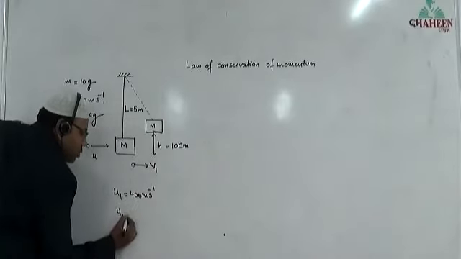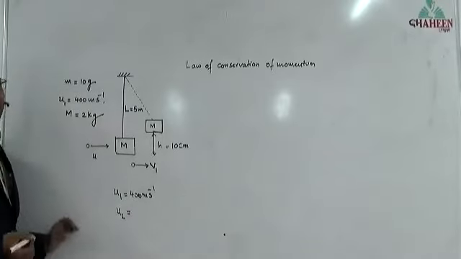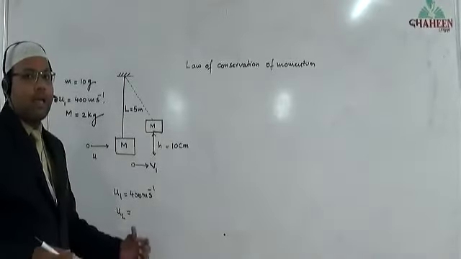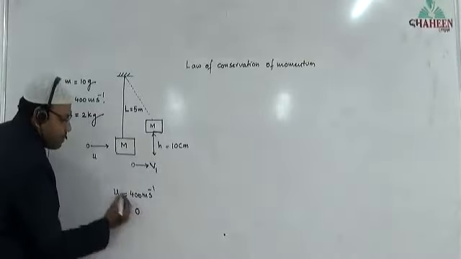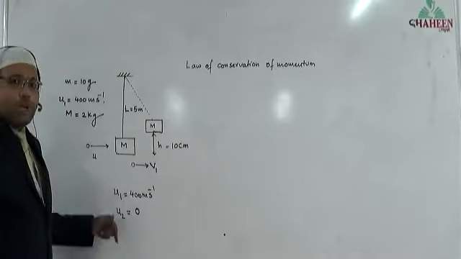What is U2? U2 is the suspended block. It is just suspended by an inextensible string, so therefore no velocity. U2 is 0. Now let us go for V1.